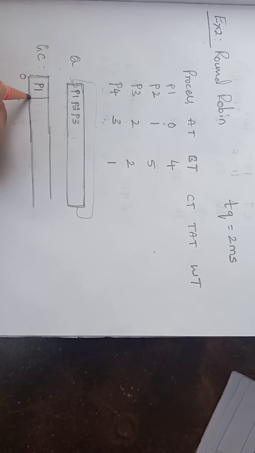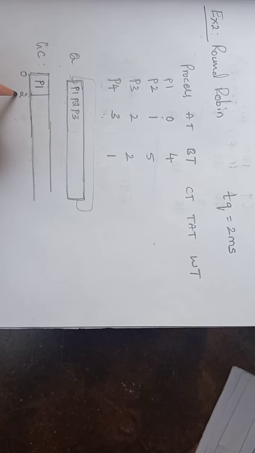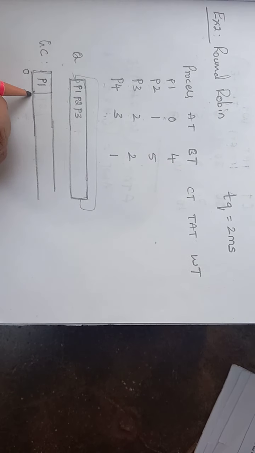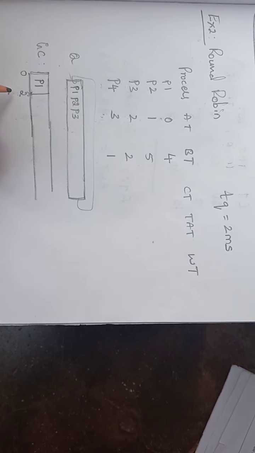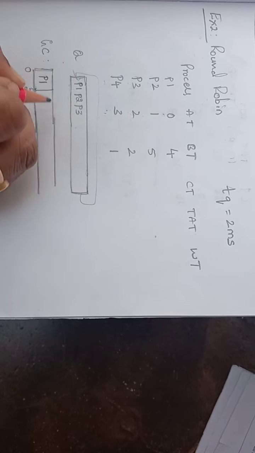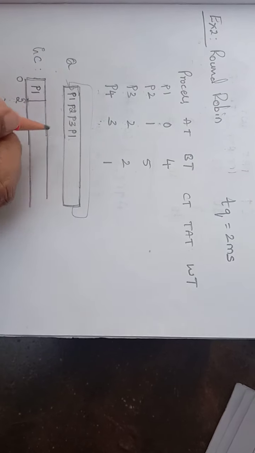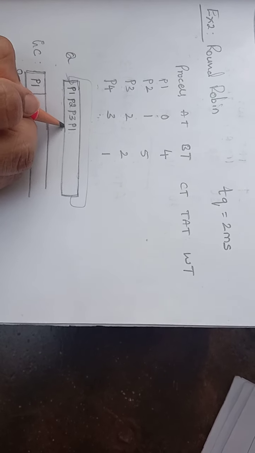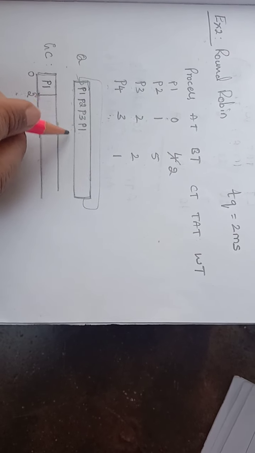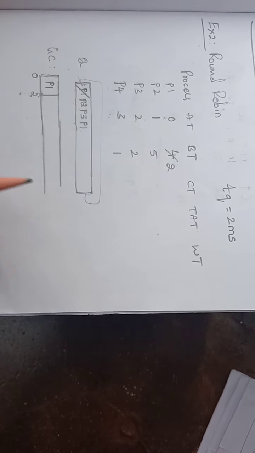Now we have to stop P1 because it has executed for the time quantum of 2 milliseconds. We preempt the CPU to the next process in the queue. P1 is preempted and sent back to the tail of the ready queue, with its remaining burst time of 2 milliseconds, for the next round. So P1 is done for 2 milliseconds in the first round.